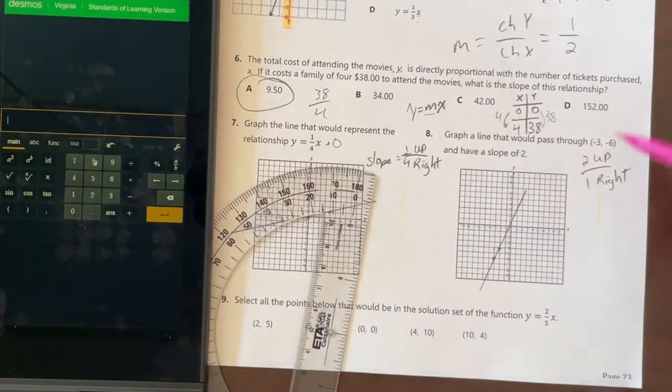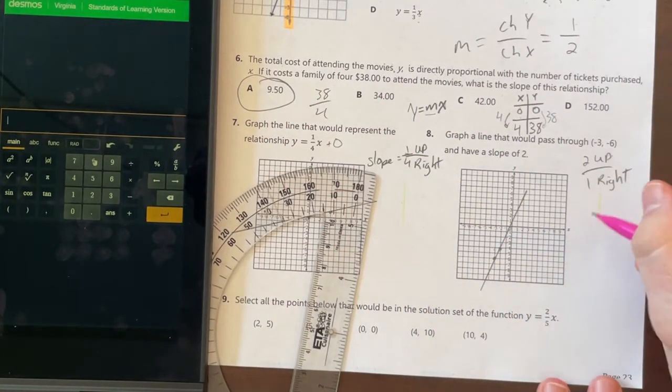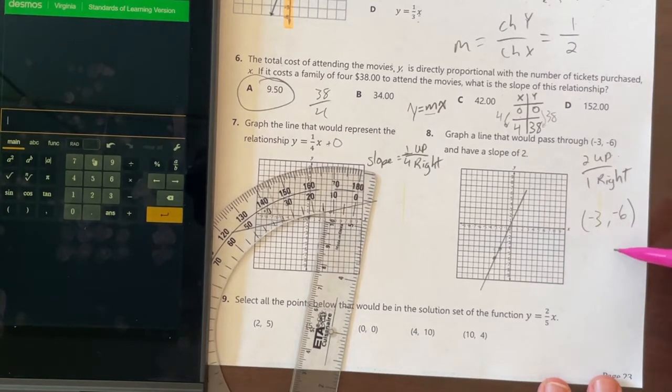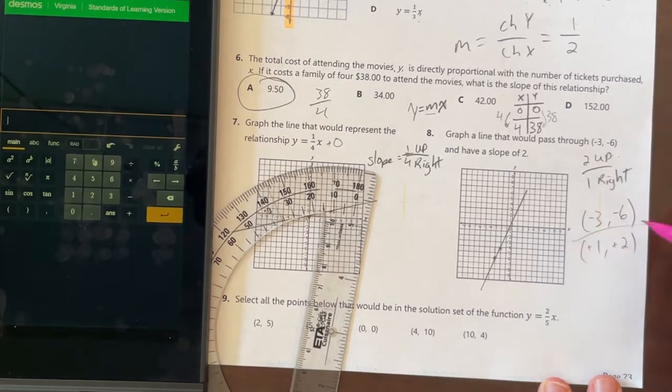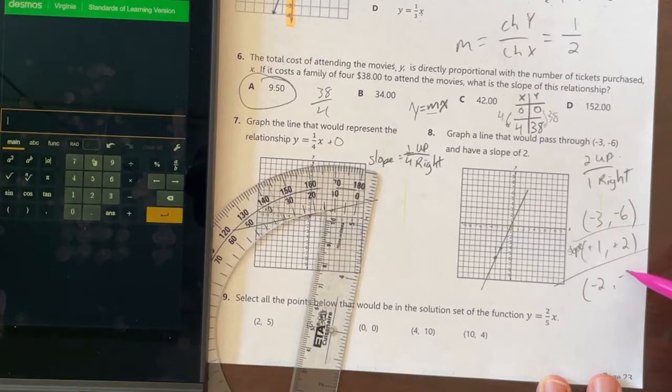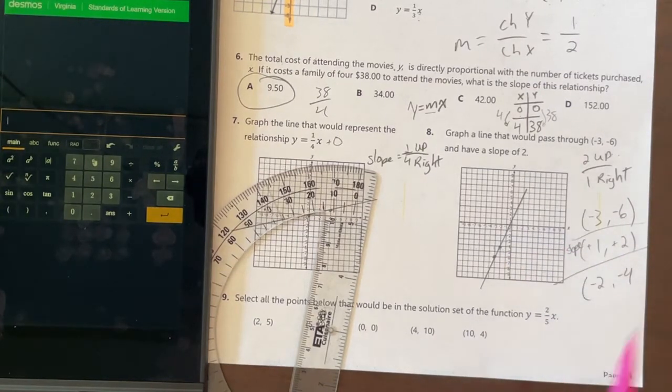You can also get that other point. So you said, all right, I have the point -3, -6. I have to go 2 up, so I do +2 to the y and +1 to the x. So that's my slope. And so that means my other point would be -2, -4, which is exactly what we have.